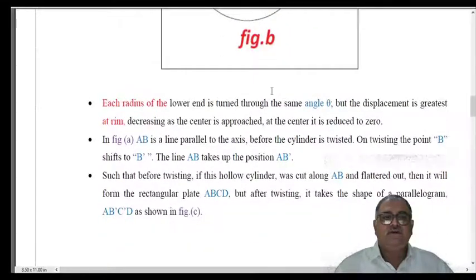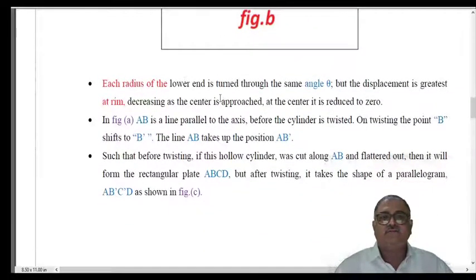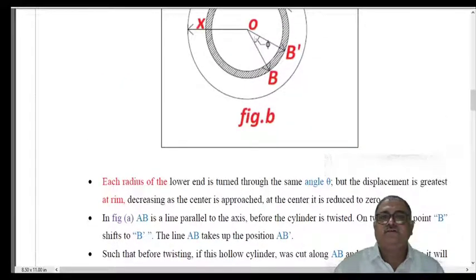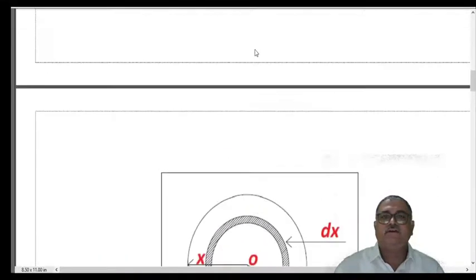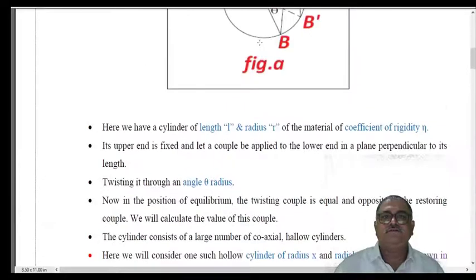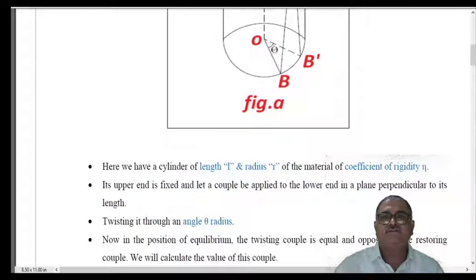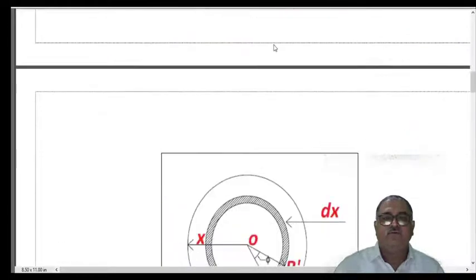Then each radius of the lower end, see, this is an important point, each radius of the lower end is turned through the same angle theta. See here, each radius is turned through theta. Here the three is shown. Yes, this is theta.